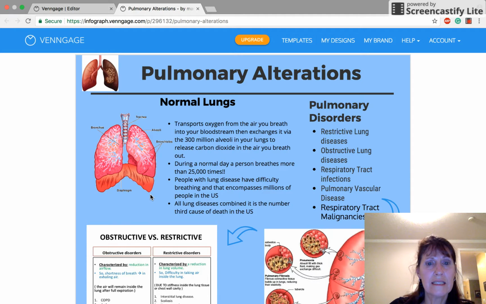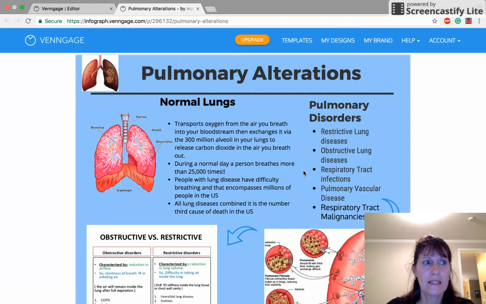But with lung disease, people have difficulty breathing, and lung disease encompasses millions of people in the U.S. Lung disease is the third leading cause of death in the United States. It is responsible for 1 in 7 deaths.